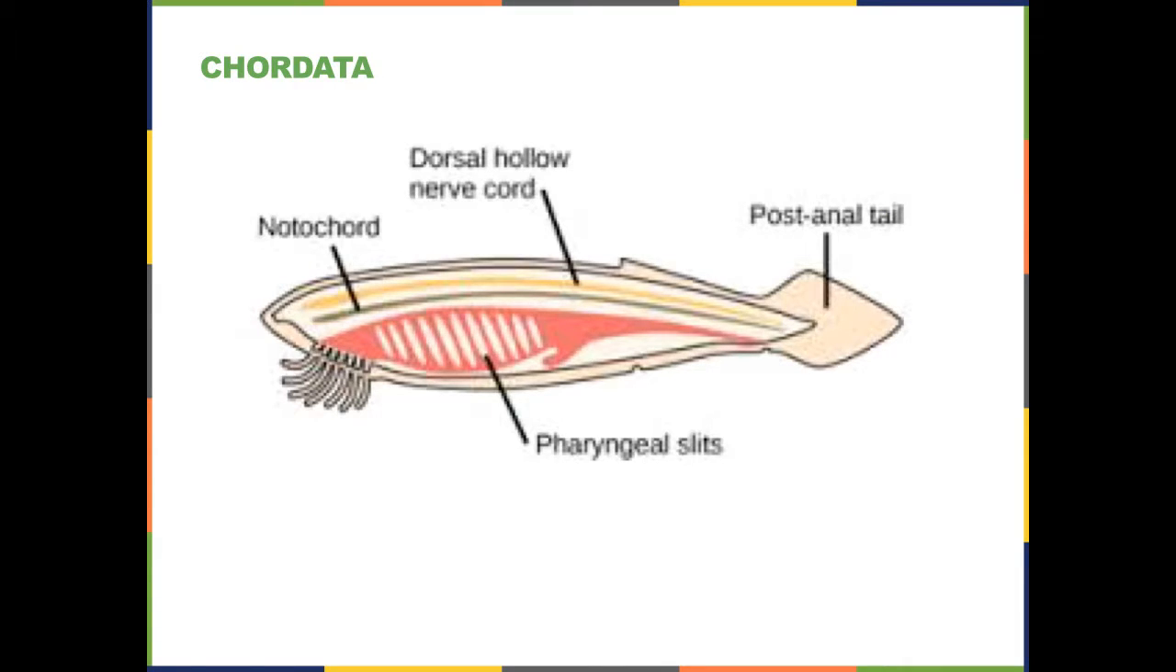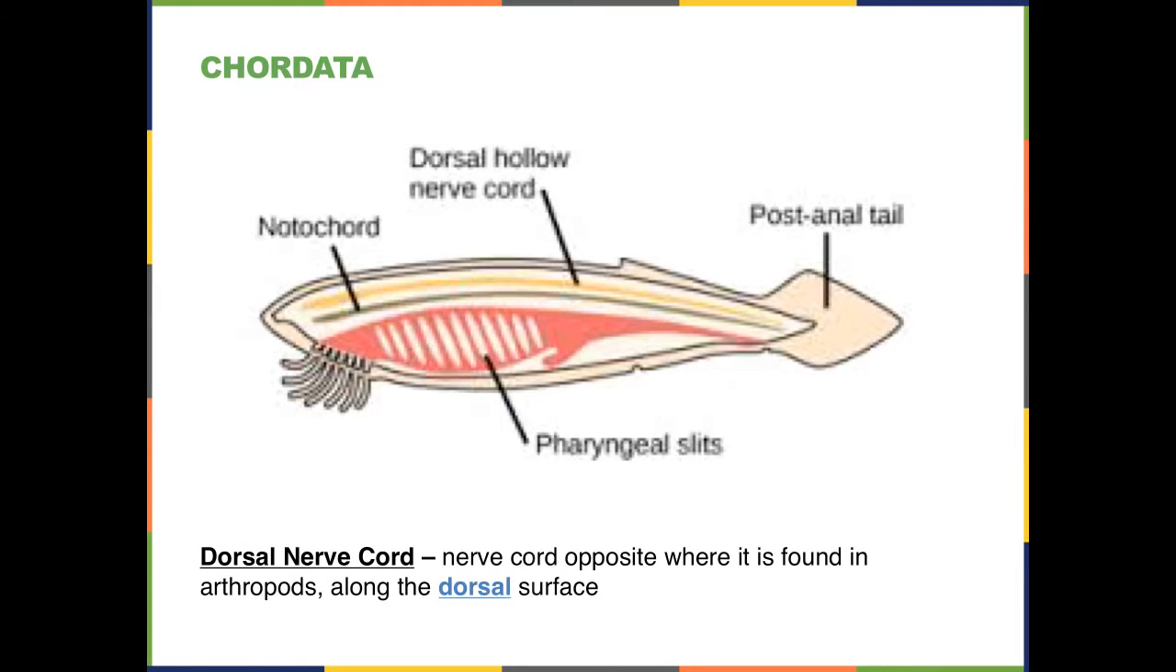Now, this is a picture of a lancelet. A lancelet has some specific aspects that we have to take note of. First of all, it has a dorsal nerve cord. Now, this is exactly the opposite of the arthropods we were looking at before. The arthropods have a ventral nerve cord.